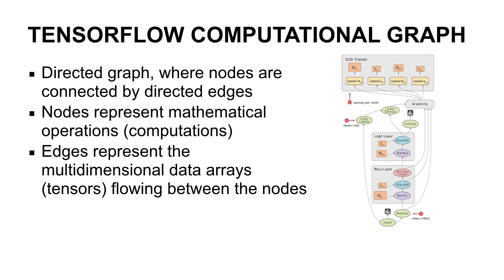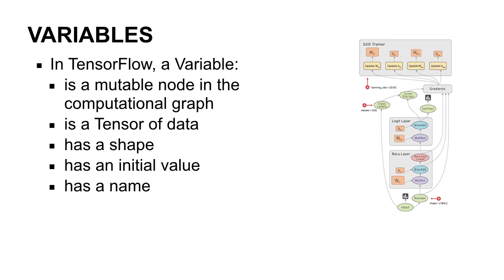Those can be matrix multiplications, adding a bias, computing the softmax, computing the cross entropy, and so on. The edges represent the multidimensional data arrays that we refer to as tensors flowing between the nodes. They represent how the output of an operation connects to the input of another operation. Let's also review variables in TensorFlow.